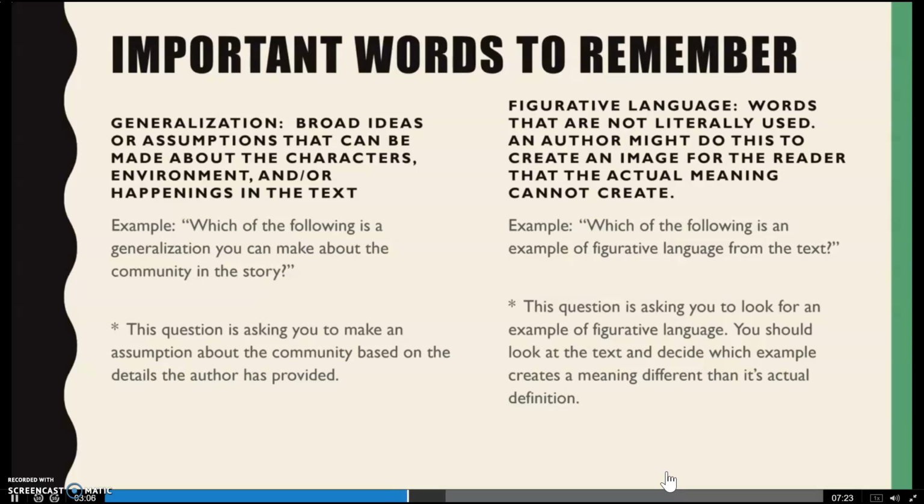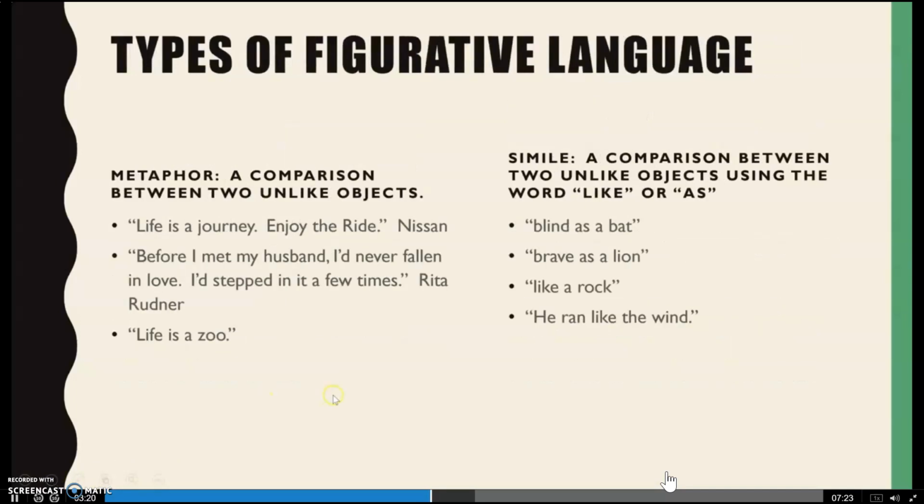So the question is asking you to look for an example of figurative language, and the next page of this presentation will show you what that is. Look at the text and decide which example creates a meaning that's different than the definition. So let's take a look at figurative language.